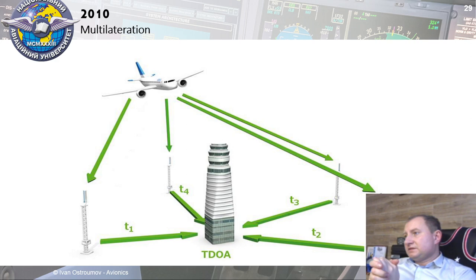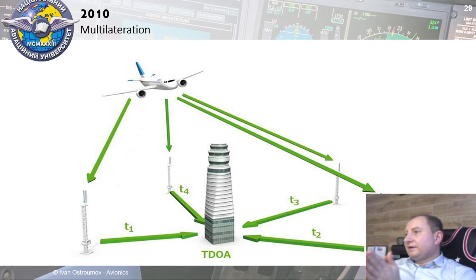Thus, a multilateration system is a cheap surveillance technology for the airport vicinity. After its invention, this kind of system was introduced quite quickly around the globe, and nowadays most airports are equipped with a multilateration ground system.